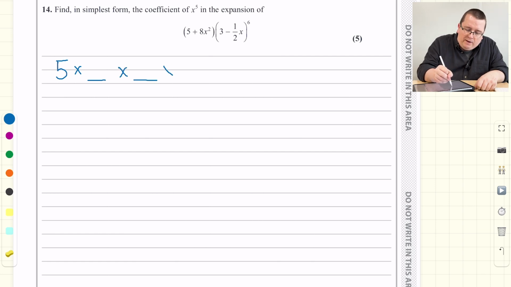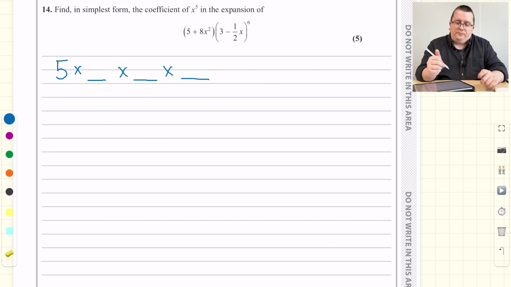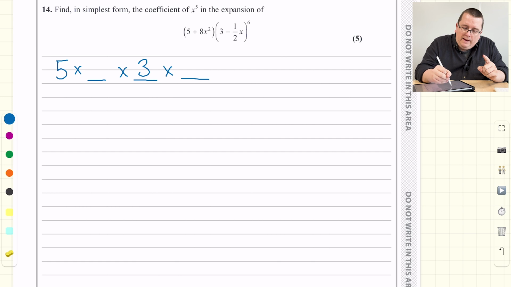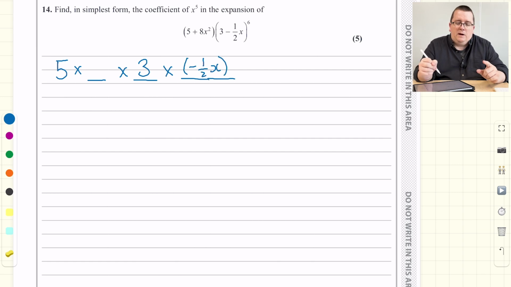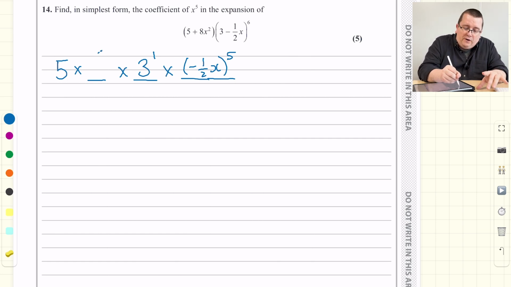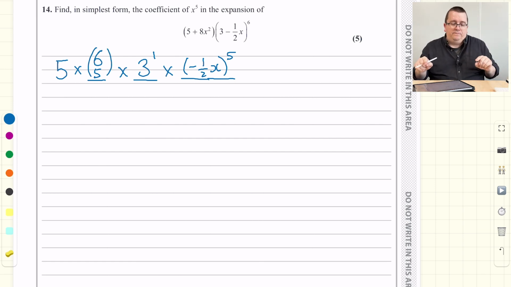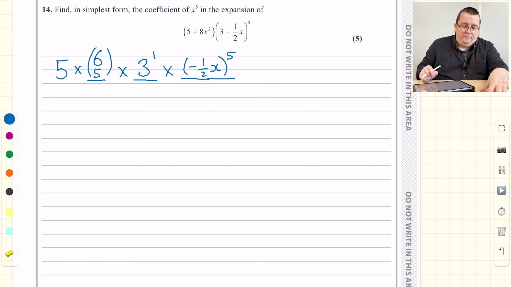So that's 3 pieces. So the x to the 5 term will have 3 in the middle and minus 1/2 x there. Okay. Now because you want x to the power of 5, that's got to be a 5. So the power of 3 has got to be 1, because those two powers have got to add up to 6. And the first bit is Pascal's triangle, which is either 6 choose 1 or 6 choose 5. They're both the same because Pascal's triangle is symmetric. So that's the first way.